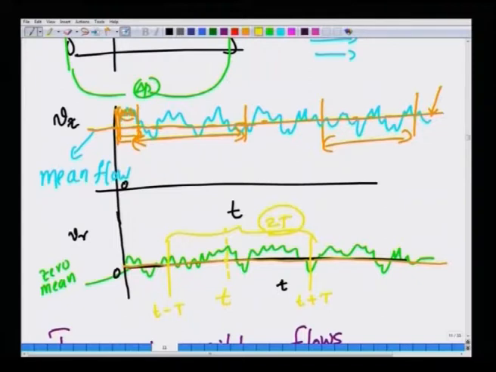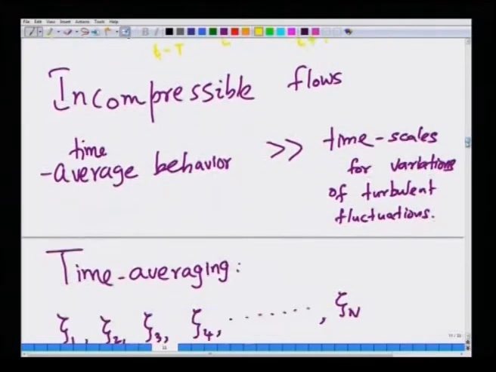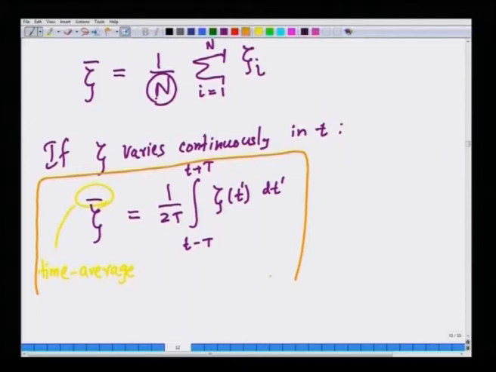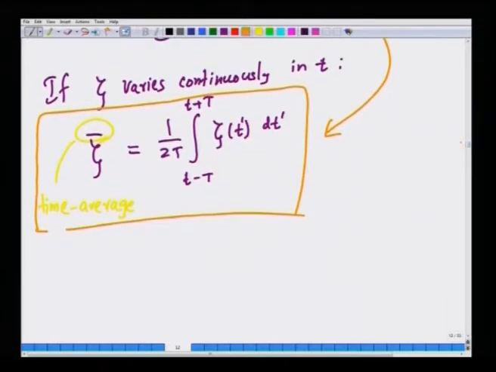I am going to integrate this function from t minus T to t plus T over time, and then divide by the interval over which I am integrating. Now, we are just writing a generic variable zeta of time, and we use a dummy variable t prime to do the integration. This is the general definition of a time average, denoted by an overbar. It is essentially a generalization to continuous time of the discrete time average, which we are all familiar with: you add all the data that you measure and divide by the number of data points. This is the generalization of that to the continuous limit.